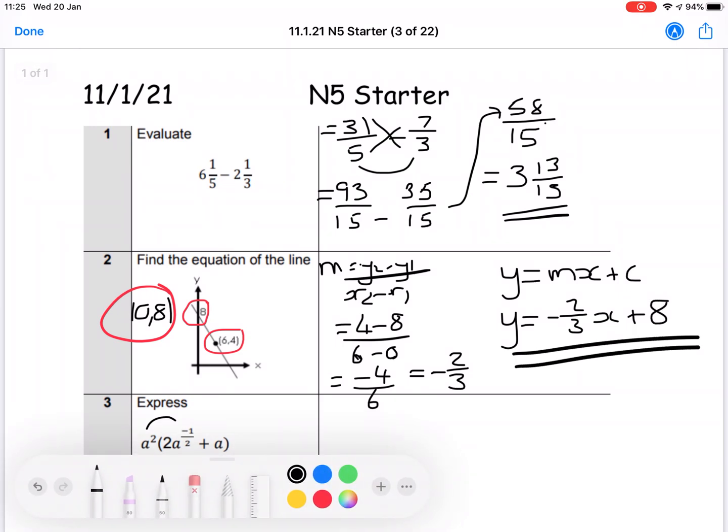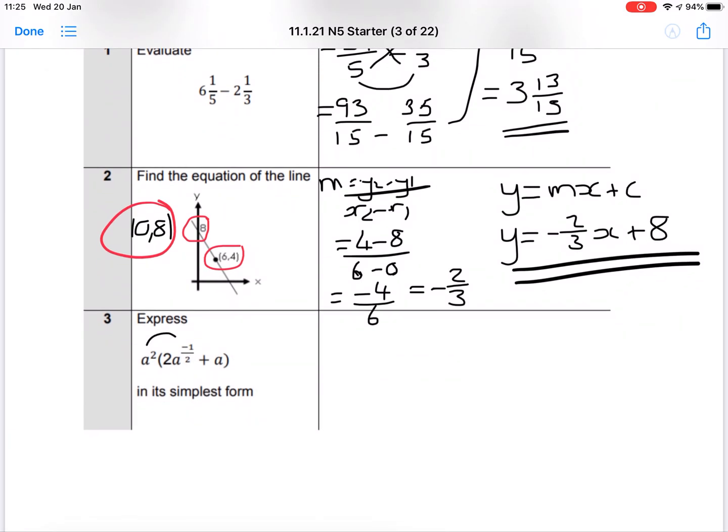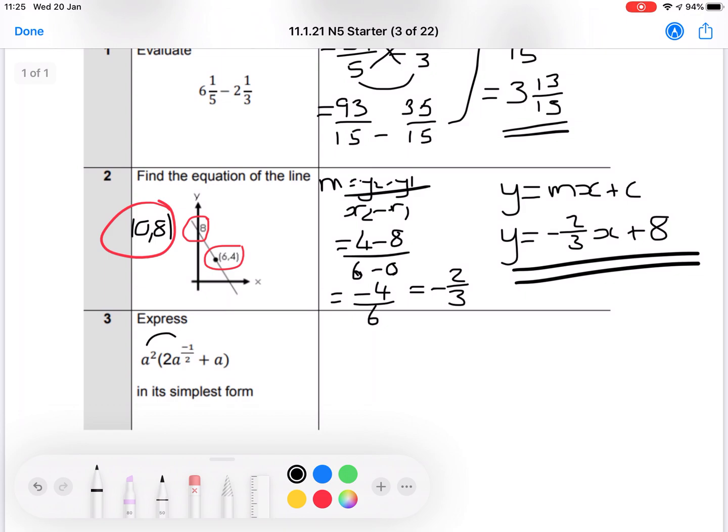If you don't know the y-intercept, okay, if you only have 2 coordinates, you would have to use the other straight line equation, which is y minus b equals m bracket x minus a. But because we know this line crosses at 8, we can go ahead and use this y equals mx plus c. Okay, question number 3, we have indices.